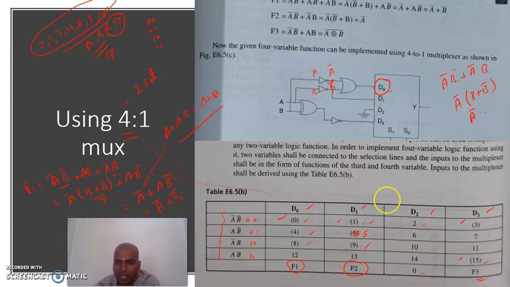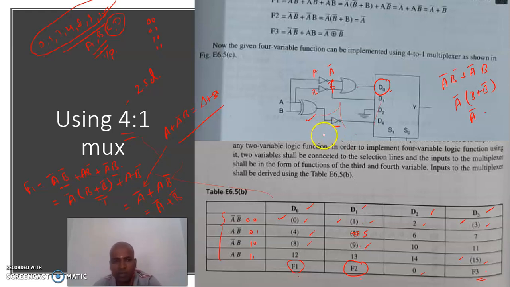D2 is default 0, and D3, that is F3, is again marked A bar B bar plus A B. We know that A bar B bar plus A B is equal to an exclusive NOR gate, so we can directly use an exclusive NOR gate here. This is the exclusive OR and this is one NOT gate, so it is an exclusive NOR gate. In this way we can design for 4x1 mux. We need to use K-map simplification or Boolean simplification after drawing the truth table.